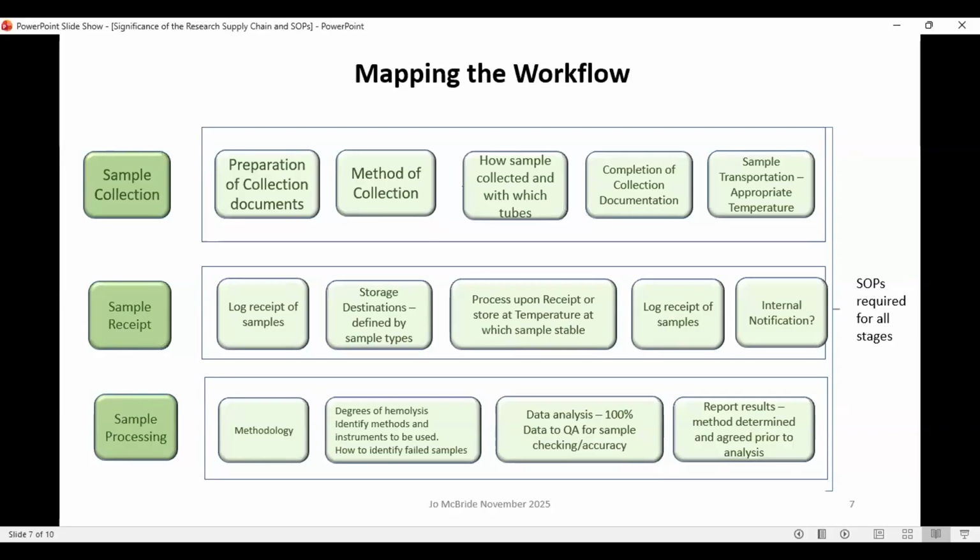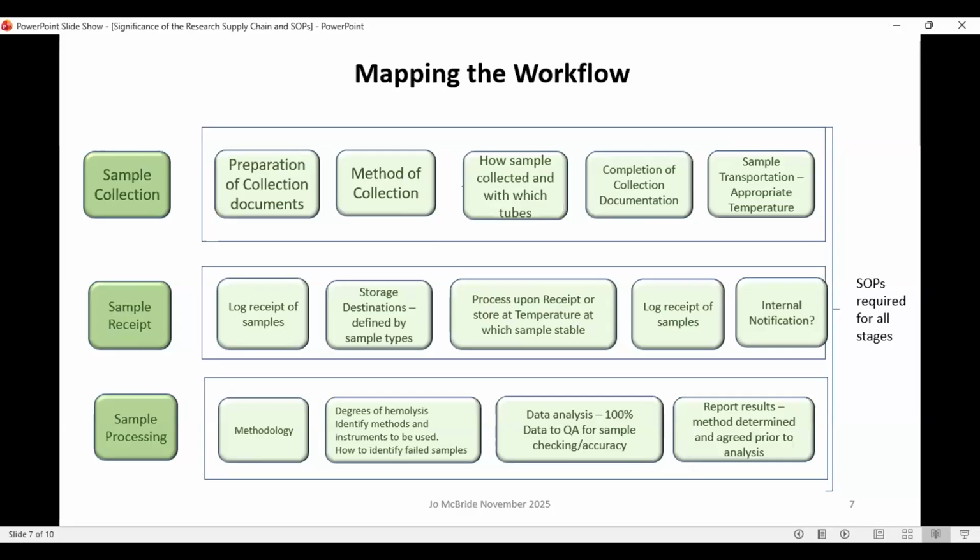So when samples are handled on receipt, you have to describe the different sample types that might have to be handled, for example, or how they must be handled in order to, for example, prevent hemolysis.